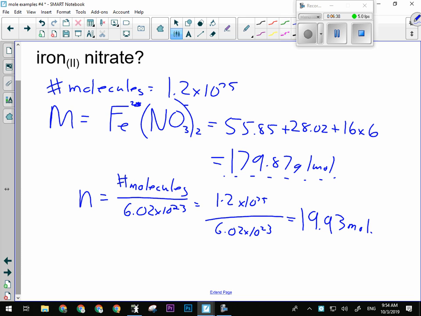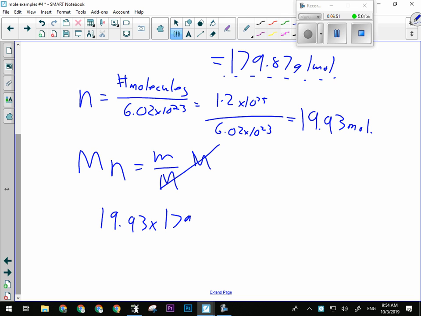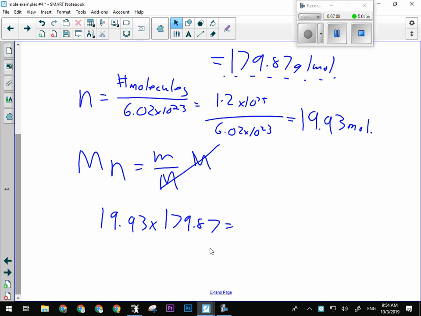So now I have n. If I want to calculate little m, I'm going to multiply both sides by big M to get this formula, and so that'll mean 19.93 times 179.87. We have 3,585.45 grams.